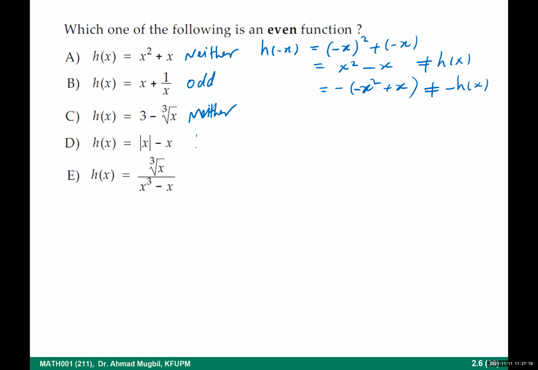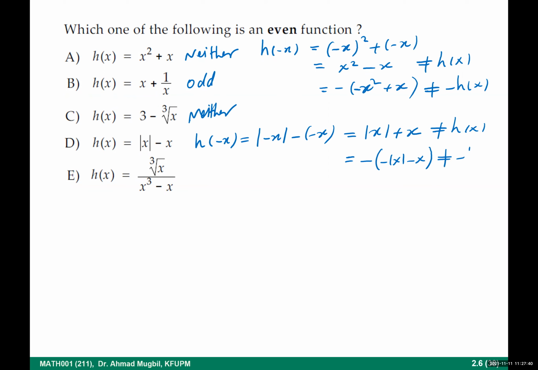this one is what? We didn't solve a similar one. Let's solve it here. So it will be the absolute value of negative x minus x. So this will be the absolute value of x plus x. Is it the original function? This is not the original function. Is it the negative of the function? Take negative as a common factor. It is not the negative of the original function. So it is neither. Again, this one is neither. So the last one, it looks like it is the right answer. How to show it? Even if you said that it is even, how to show that it is even? What you will do, you will replace x by negative x.